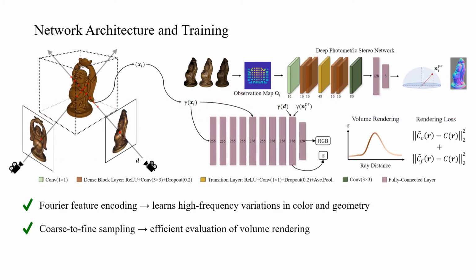After the deep photometric stereo network training is complete, we predict the surface normals of an object. Then we use the predicted surface normals as input to our fully connected network along with the sampled position and viewing direction. Similar to NeRF, we use Fourier feature encodings of the inputs to learn high-frequency variations in color and geometry. We also adapt a coarse-to-fine volume sampling approach for efficient evaluation during volume rendering. We optimize network parameters such that the rendering loss for both coarse and fine sampled rays is minimized.